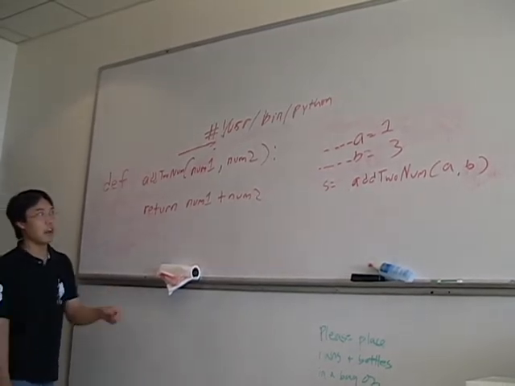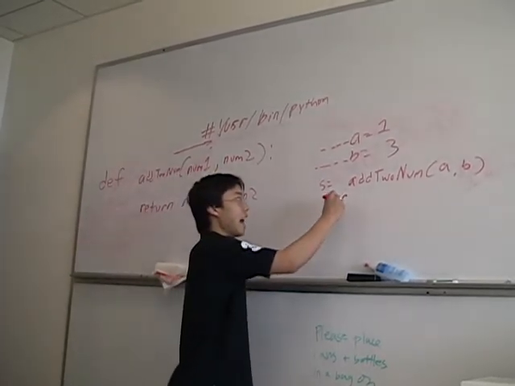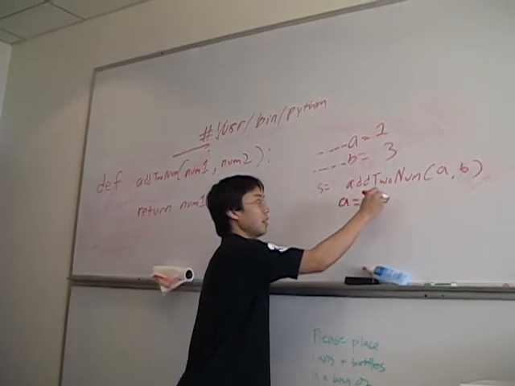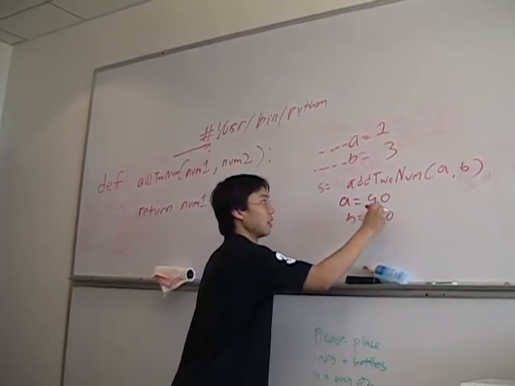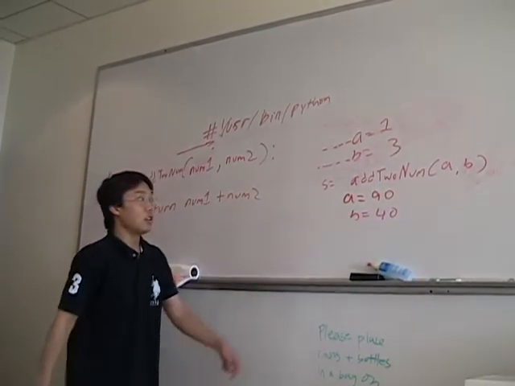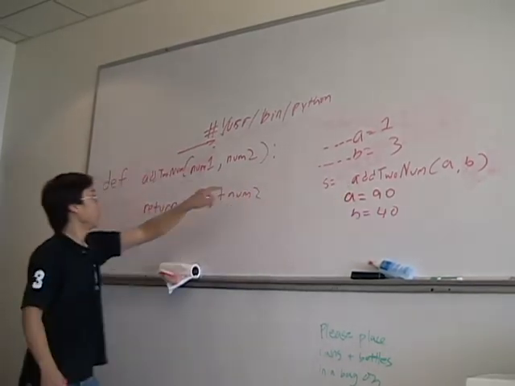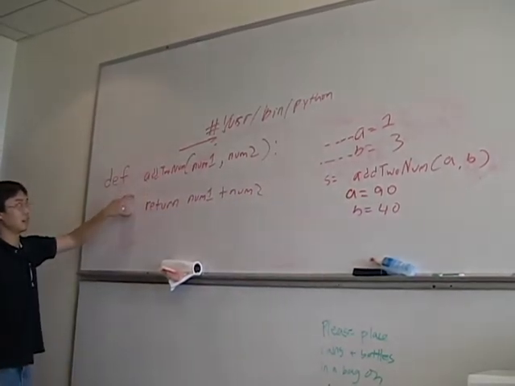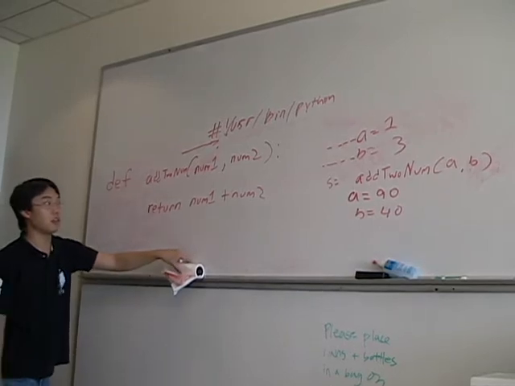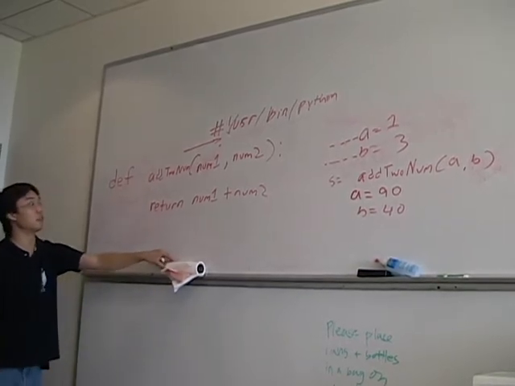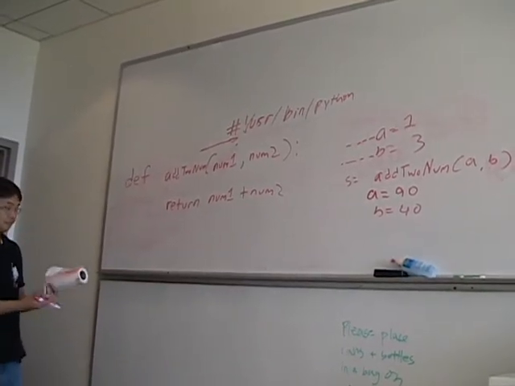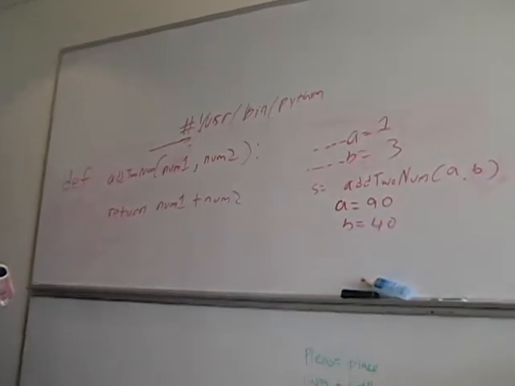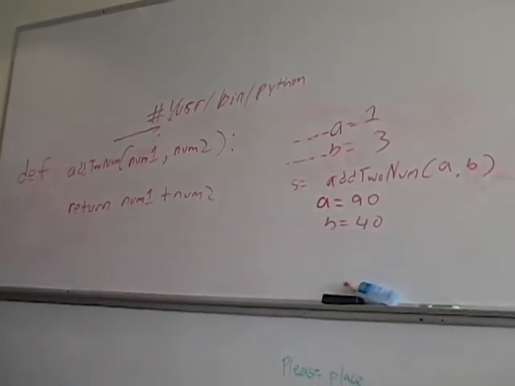And if you have to do another adding, so a is equal to 90, b is equal to 40, all you have to do is just call this function. And there you go, you have reusable code that's portable. And this is actually really useful when you have to do all these weird calculations.